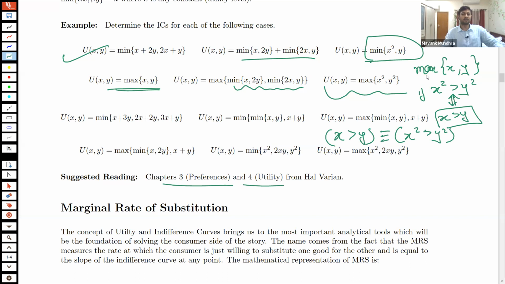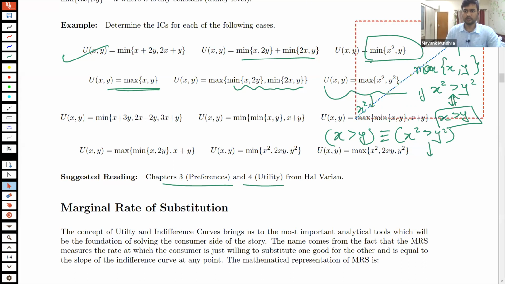So max of x square comma y square would be similar to max of x comma y, but obviously the reported value here would be x square, the reported value here would be x. So that is one slight difference between these two things, but the curves are going to be the same. It is just the nomenclature that will change. I'll tell you how.